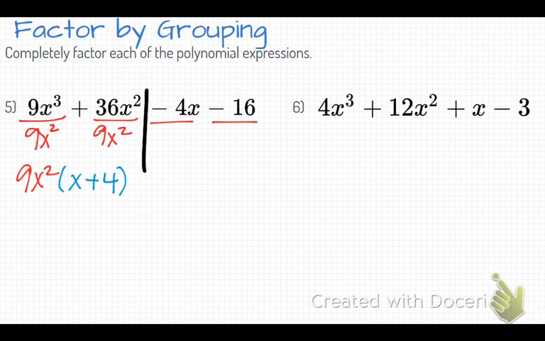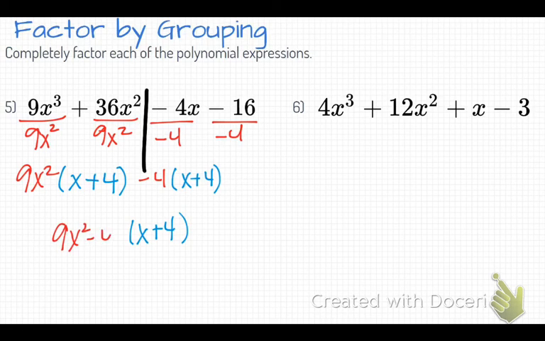What about on the right side? Negative 4x minus 16. Perfect. Negative 4. And I'm left with x plus 4. So I have x plus 4 times 9x squared minus 4. Am I done? No. Why not? Because I can take the square root. So I have 3x plus 2 and 3x minus 2.